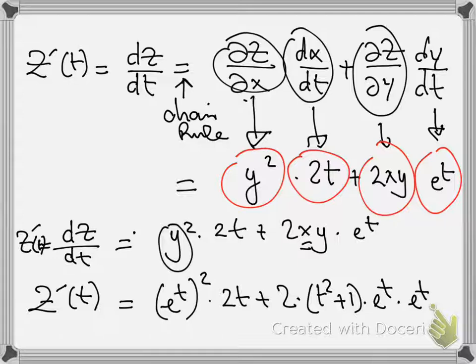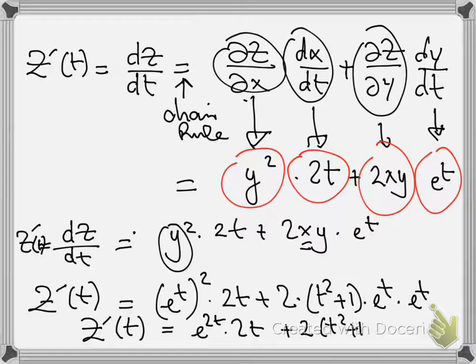So that's my z prime of t. In other words, z prime of t is e to the, so that's 2t times 2t plus 2 times t squared plus 1 e to the t plus times e to the t, so that will be equal to e to the 2t. Okay, so that's z prime of t.